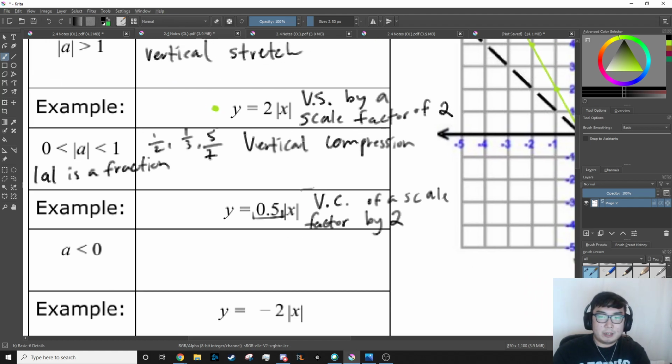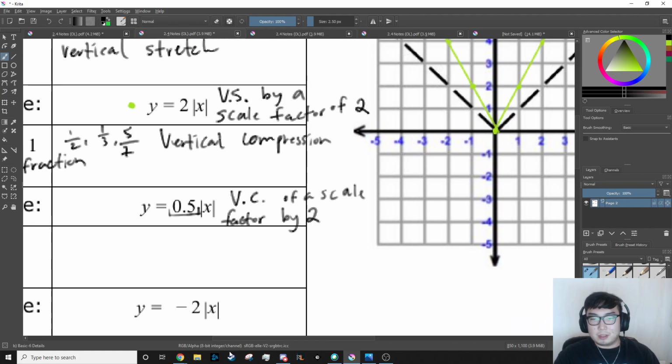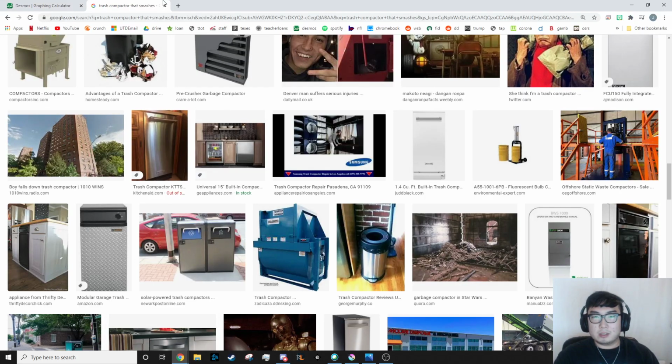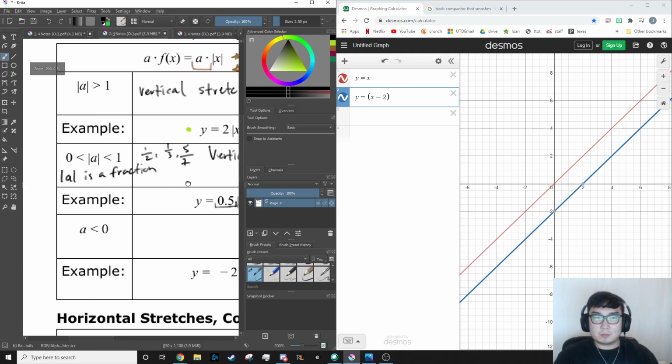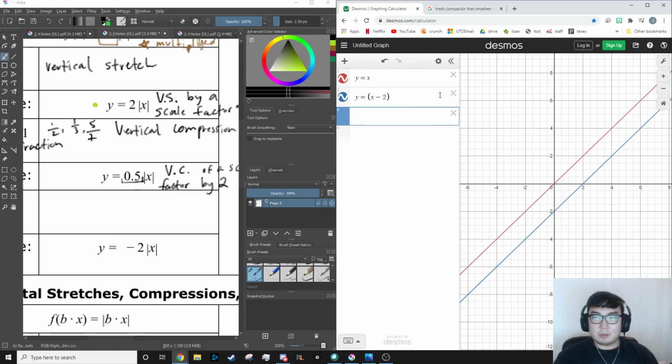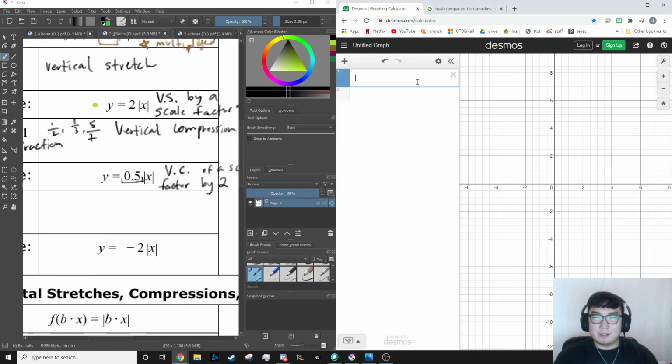Don't worry, this part right here, we're going to be talking about this a lot more, and to be frank, we don't really ask it to be written like that often, but it's important to know. So if I go back to Desmos, and I write that equation, 0.5 absolute value of x.